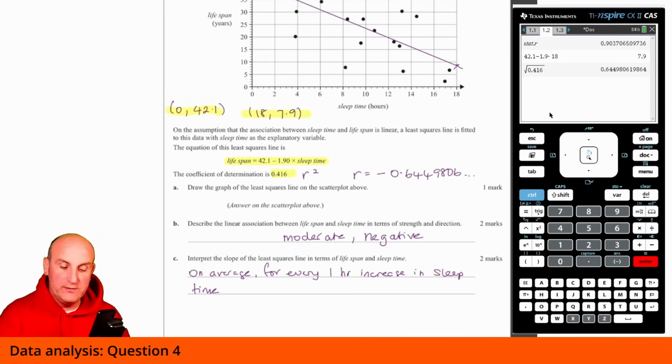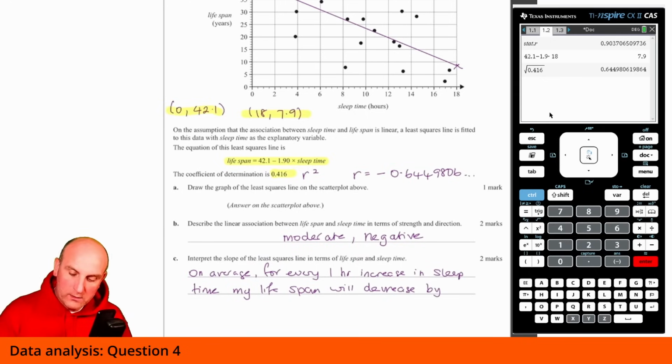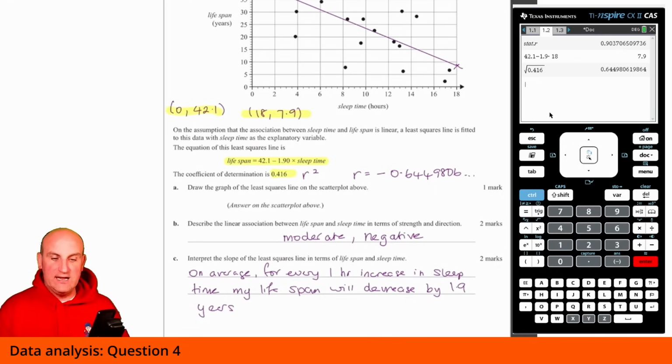My understanding is if you don't put the units, you don't get the mark, right? VCAA are looking for reasons to stop you getting marks. You've got to be precise with this. So on average, write that. It is average. For every 1 hour increase in sleep time, the lifespan will decrease by 1.9 years. Right, the reason it's decreasing is because A, my gradient's negative, B, this value here is negative. All of this points to the fact it's negative. And again, you have to put that with the information in it, right?